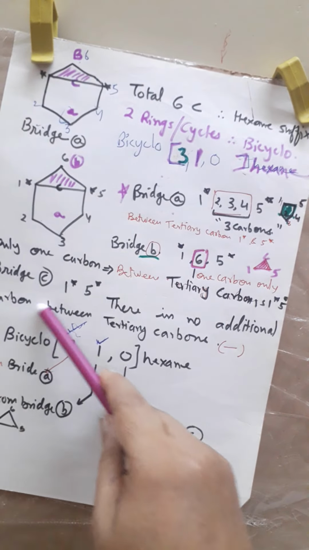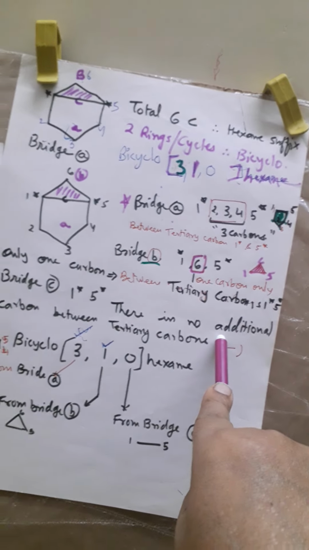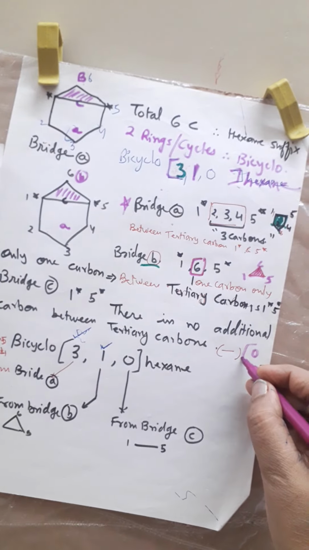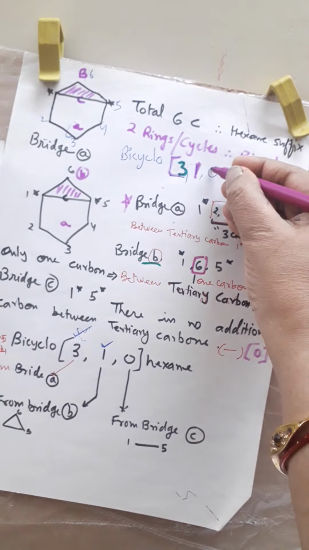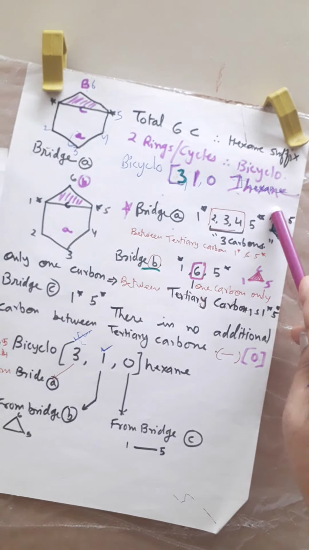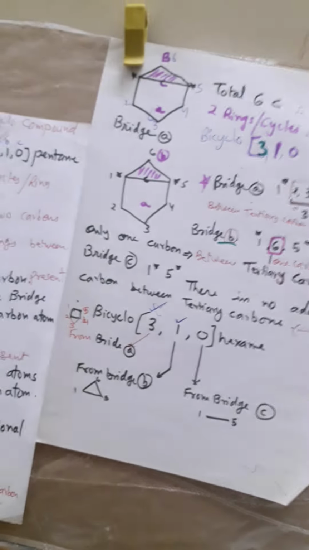And now the third bridge, as we have earlier discussed, is a straight line. There is no additional carbon, so it is 0. We will give the name 0, and it is written last. At last we have to write 0. So total carbons are how many? 6. So we gave the name hexane. So how many bridges are there? 3 bridges. Now I have written in this manner.